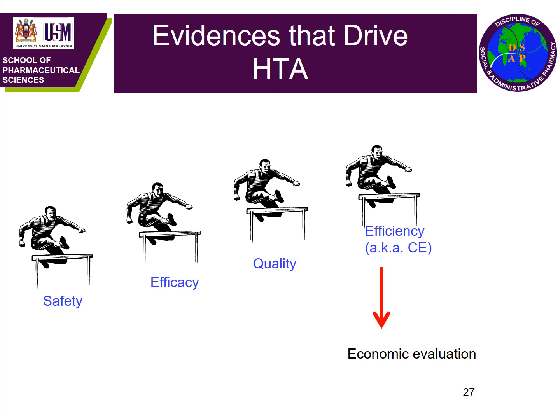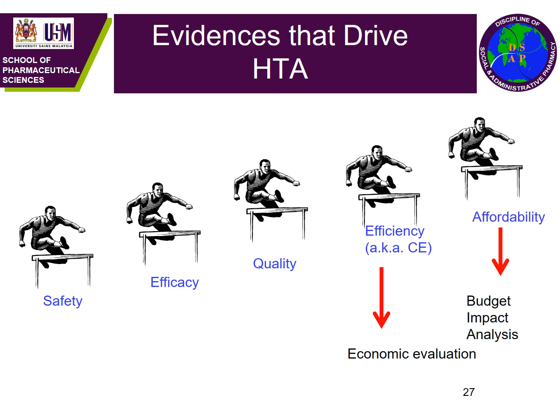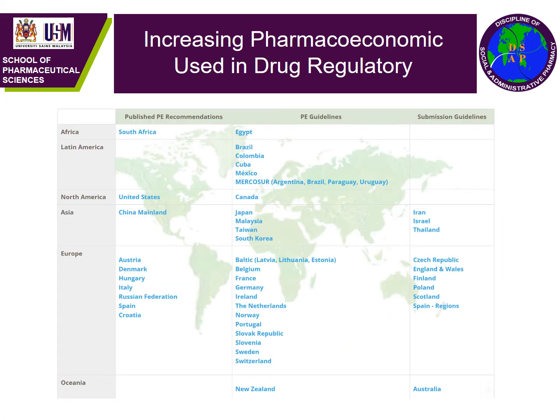Criteria of efficiency, which can be analyzed using economic evaluation, cost effectiveness analysis, cost utility analysis, or cost benefit analysis. And another evidence that is also frequently used, and in the case of Malaysia is mandatory, is affordability. And here, the criteria of affordability can be investigated with budget analysis.